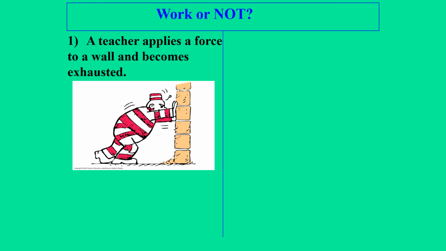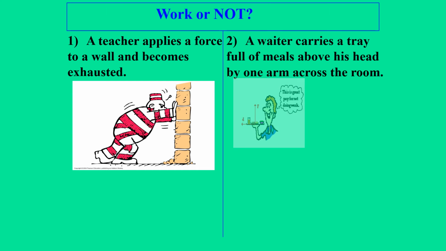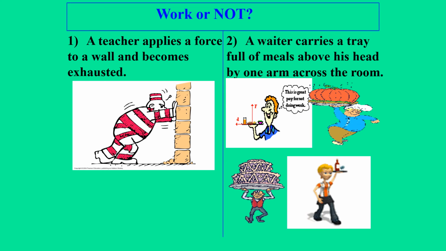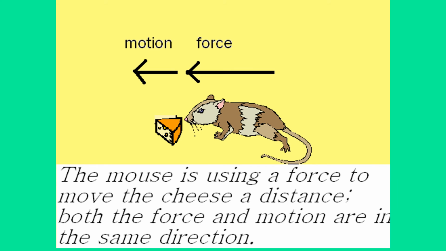Look at the following pictures and tell whether work is done or not. Number 1, a teacher applies a force to a ball and becomes exhausted. Is there work or not? Number 2, a waiter carries a tray full of meals above his head by one arm across the room. Work or not? The mouse is using a force to move the cheese a distance. Both the force and motion are in the same direction. Is there work or not?